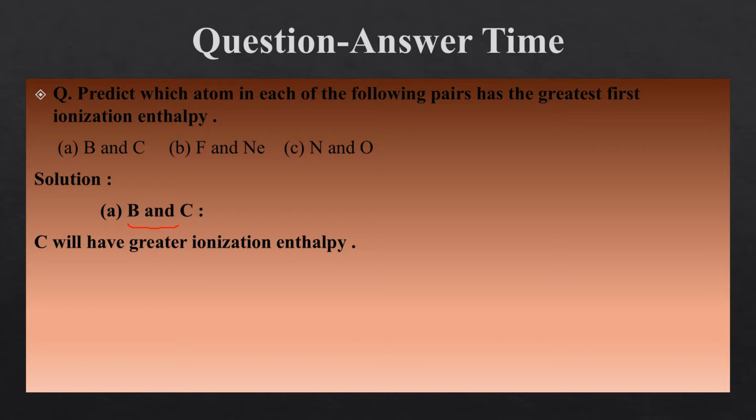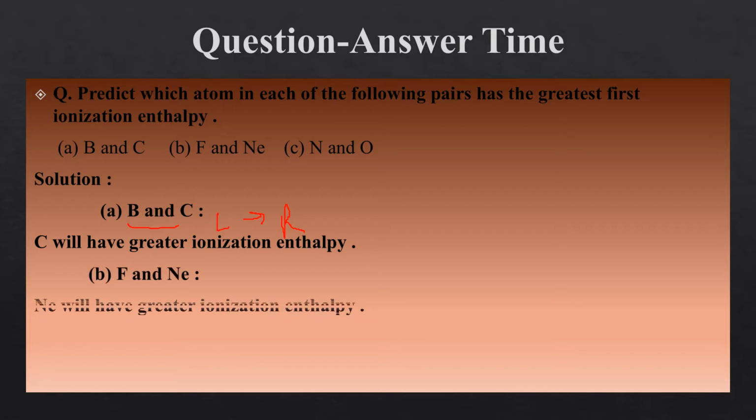as we know that when we move left to right in a period, the value of ionization enthalpy increases due to increase in atomic number, and you can say due to increase in nuclear charge as well. So carbon is present on the right hand side of boron, so carbon will have the higher atomic number than boron. So the ionization enthalpy of carbon is higher as compared to boron.